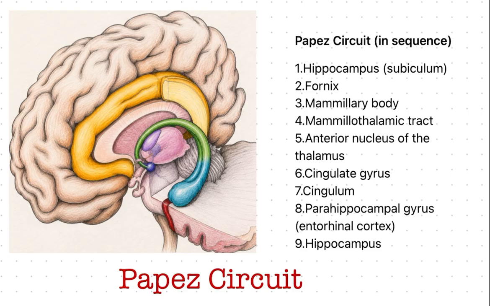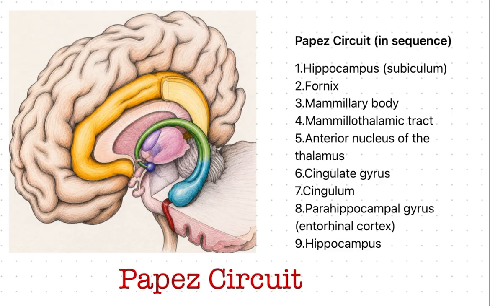A simple way to understand the Papez circuit is to start from the hippocampus. The hippocampus lies in the medial temporal lobe. If we have removed the medial temporal lobe here, this is the medial temporal lobe, and it is critical for memory formation.